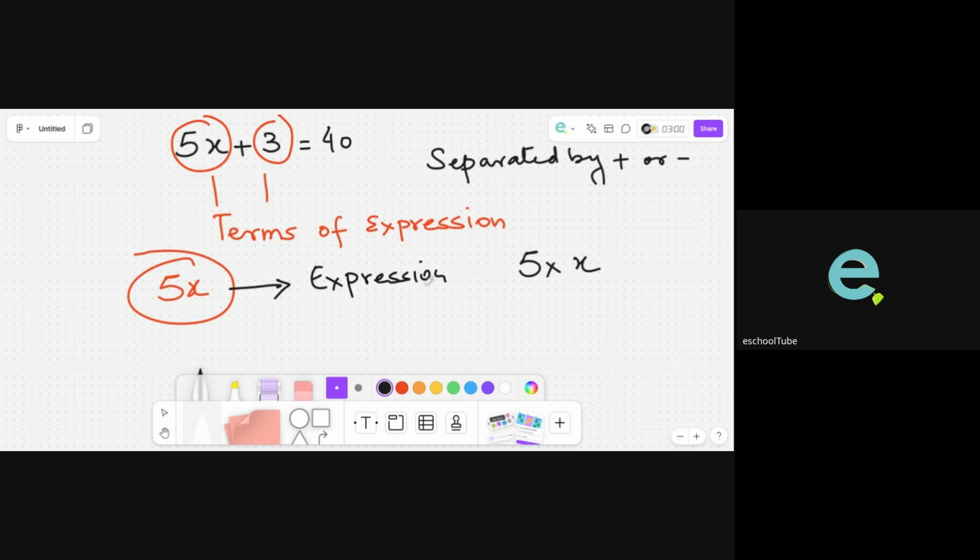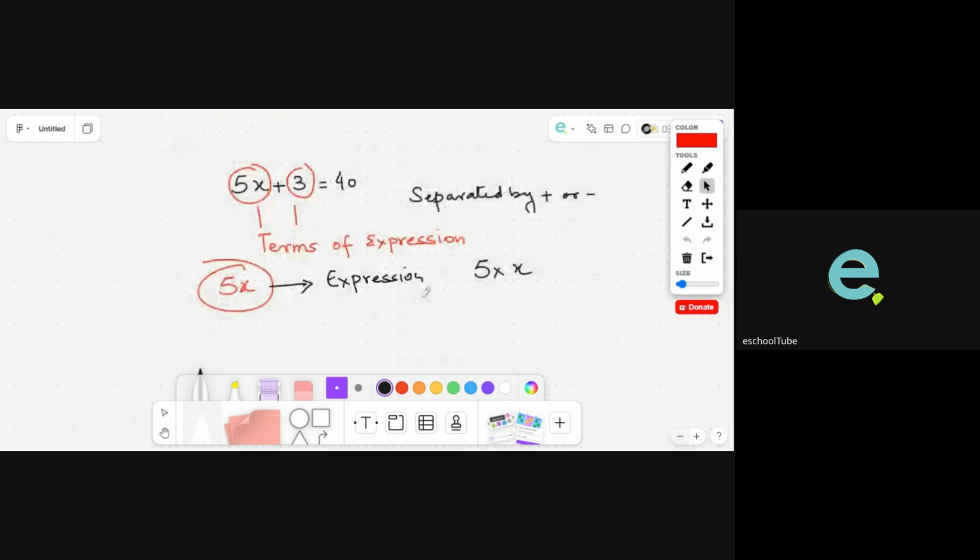Then they are not 5 and x. क्यों? Because here they are separated by multiplication. और हमने क्या कहा? They have to be separated by addition or subtraction. ठीक है? So इसमें this 5 and x, they are not terms. It is just one term. This is one term.